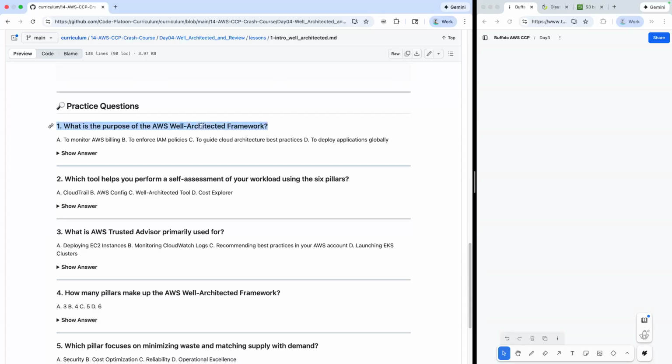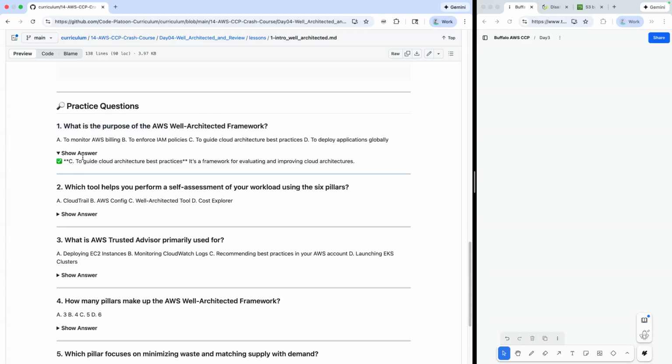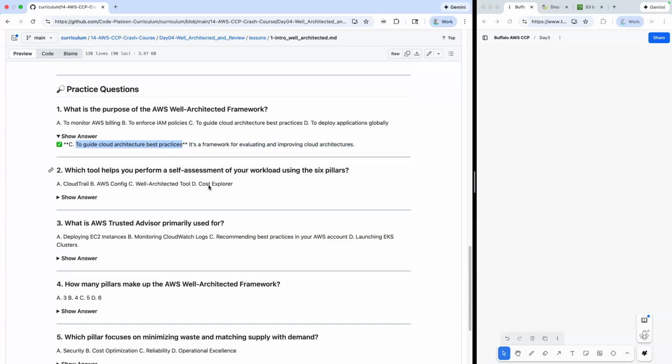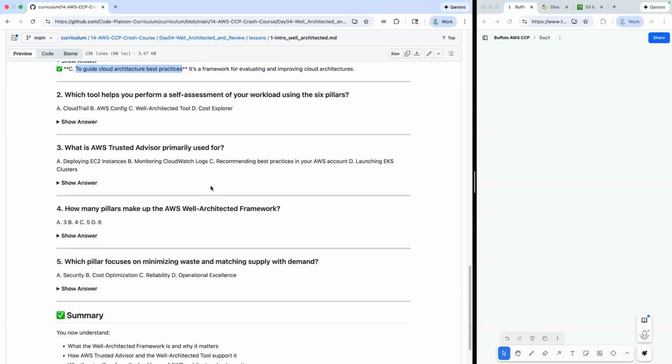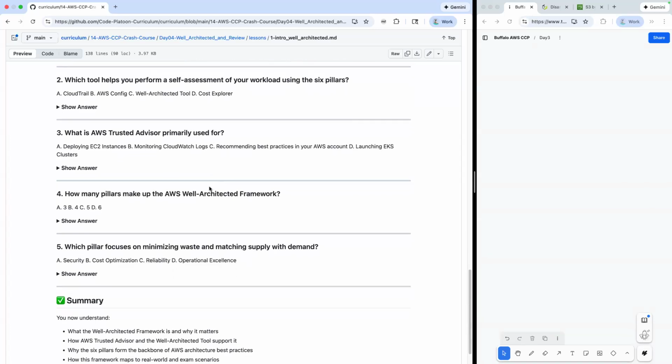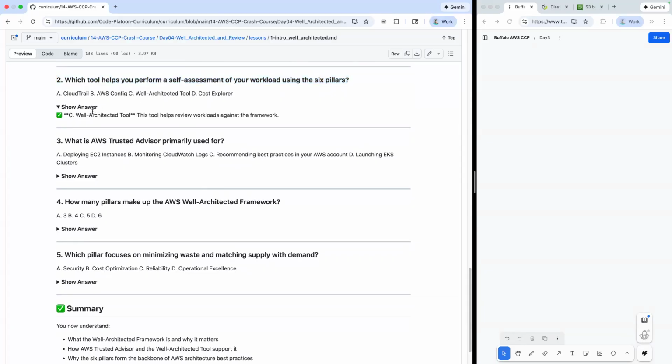What's the purpose of the well-architected framework? So the purpose here, we're guiding cloud architecture for best practices, right? And so a lot of these questions are going to be gotchas. And Sam, what tool is going to help me perform a self-assessment of my workload using these six pillars? A well-architected tool. Yes, sir, the well-architected tool.